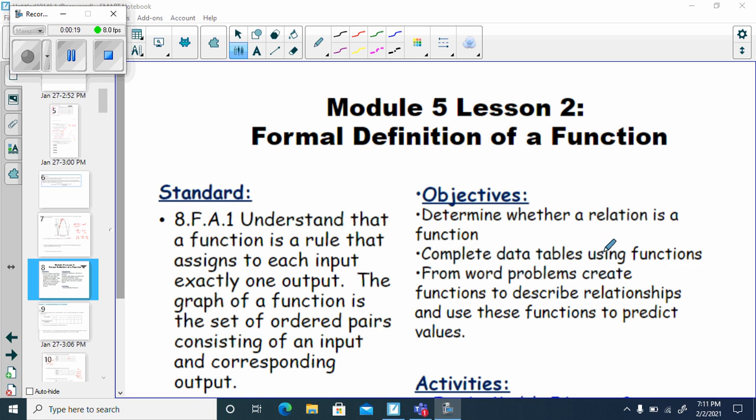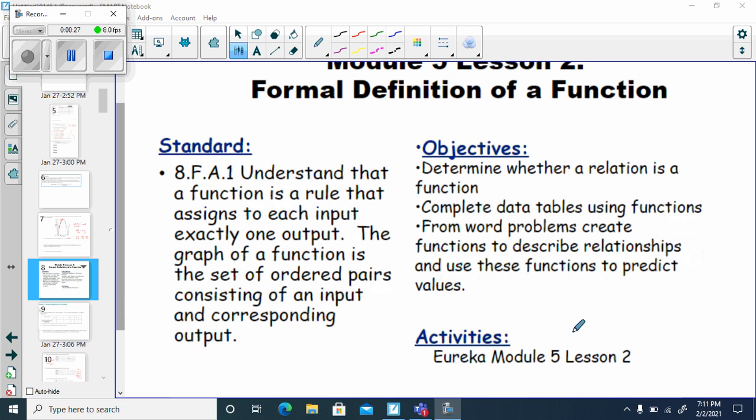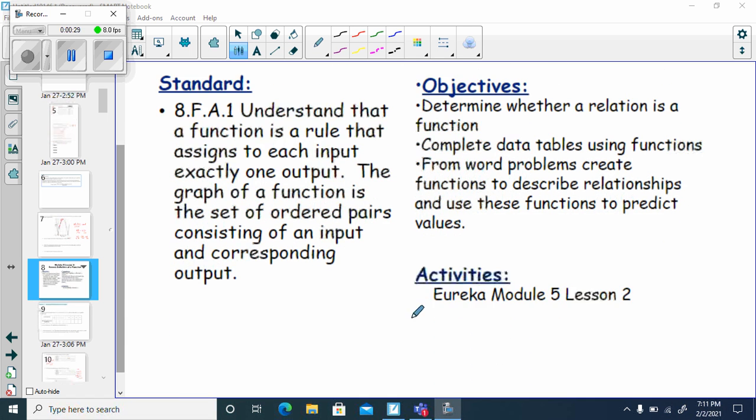We're going to complete data tables using functions. Then we're going to take word problems and create functions to describe the relationships and use the functions to predict values. All this can be found in the Eureka Workbook, Module 5, Lesson 2.